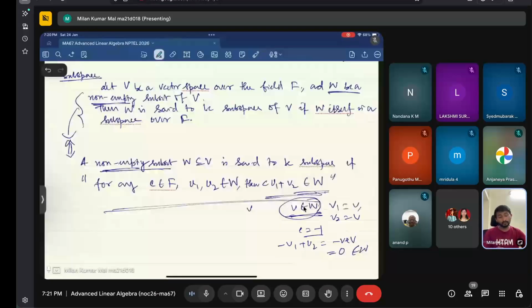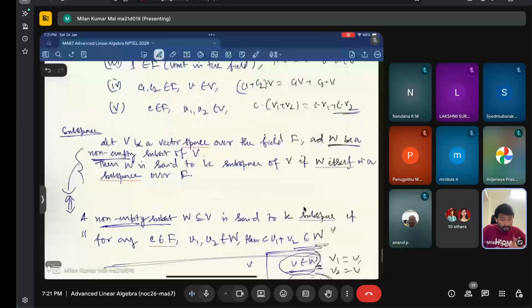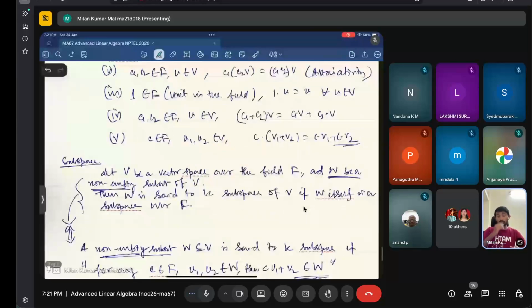So 0 will be there. This is something. So that's why it's always advised to check first whether 0 is there or not. Okay. With these two definitions, with all these discussions, let's get back to the problem. What is the main problem?